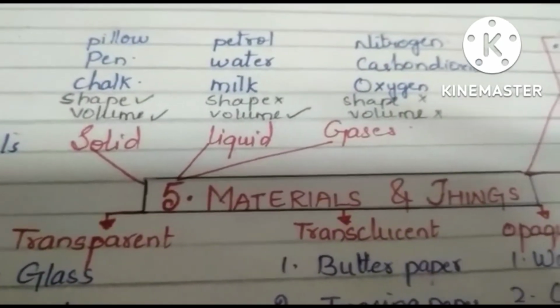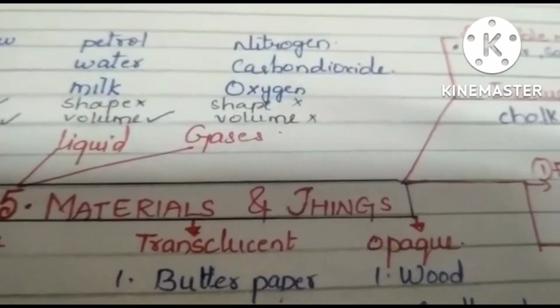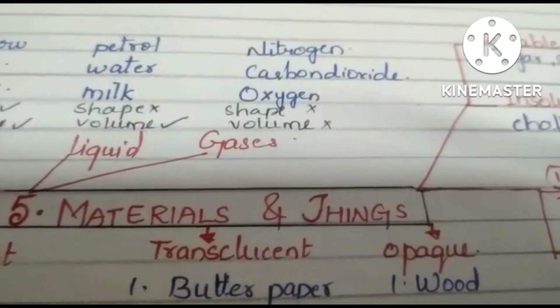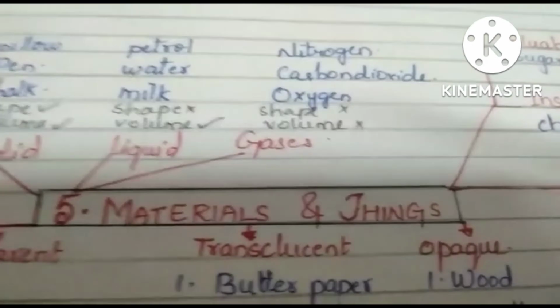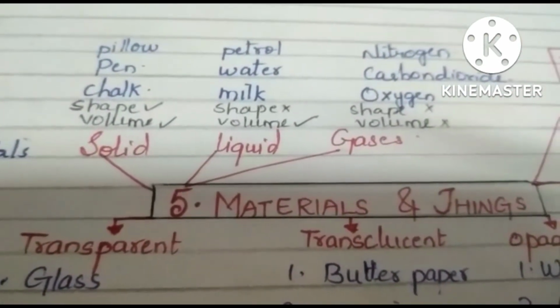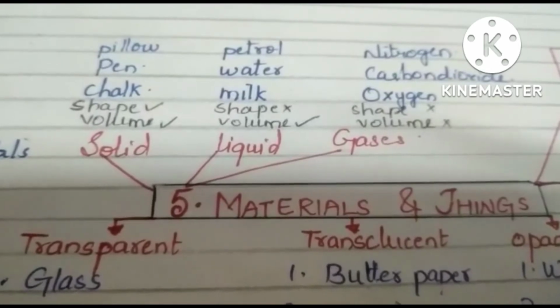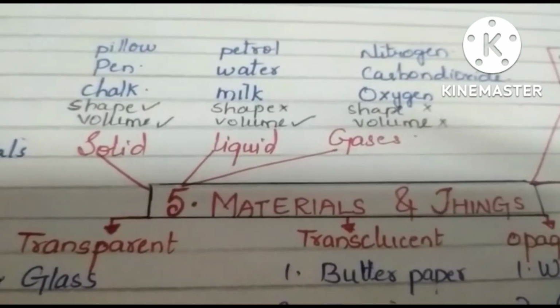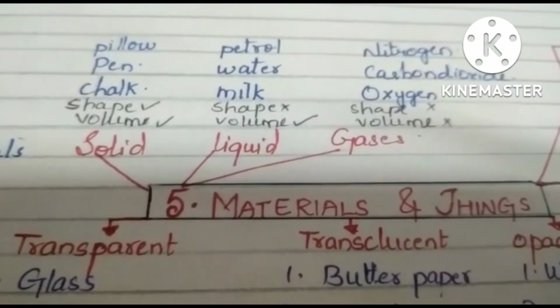Now if we go towards the gases, there is no definite shape and there is no definite volume for gas. You have to remember this very clearly. Who has definite shape and definite volume? Solid. Who has no definite shape but definite volume is called liquid. And no definite shape, no definite volume is called gases.